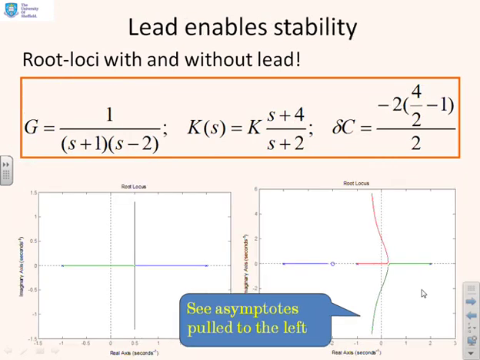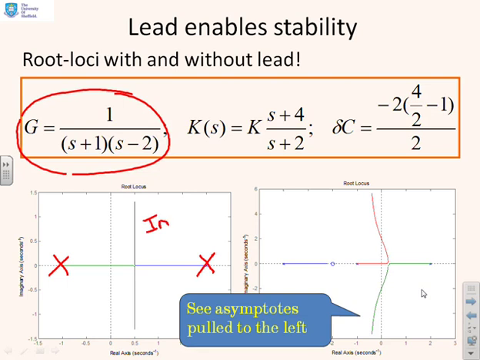Here's a different example. In this particular case, we've specifically chosen an open loop unstable system. Now if you look at the root loci here in this bottom left plot, what do you notice? You'll notice the asymptotes are in the right half plane, so we are closed loop unstable. So if you use just a simple proportional compensation, you cannot stabilize this system.